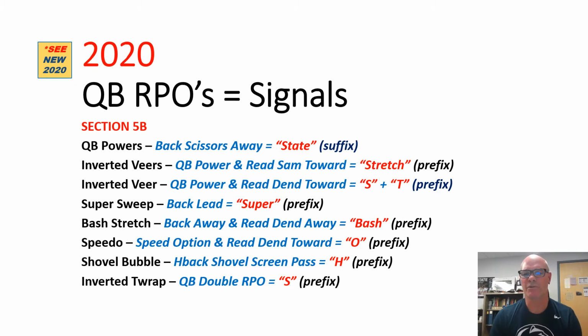One we really like to do is with sweep. We just put far hand on the opposite shoulder. It doesn't matter which one, just one of them, so it's super. Again, it's a prefix. And Longhorns, for example, super sweep to the left.